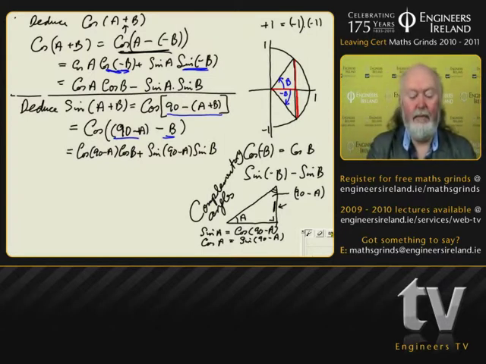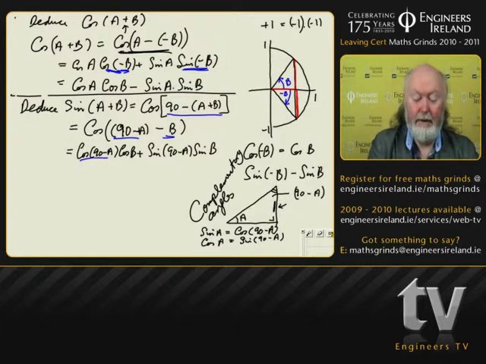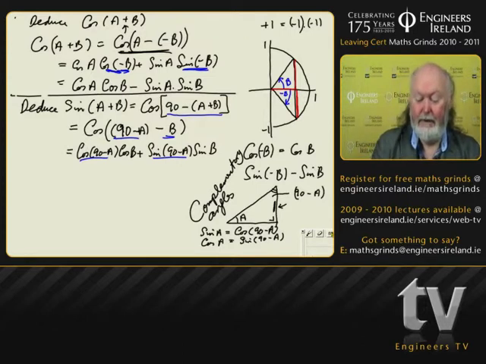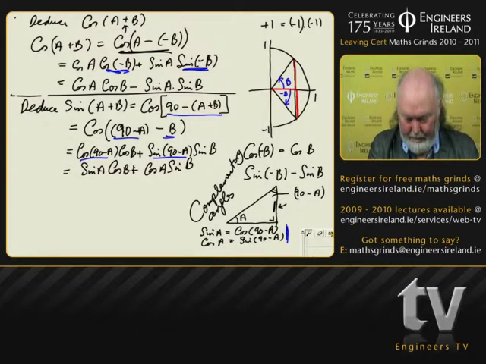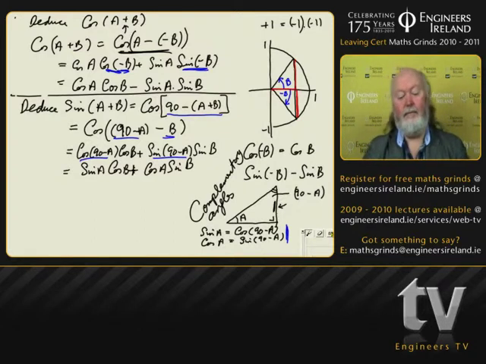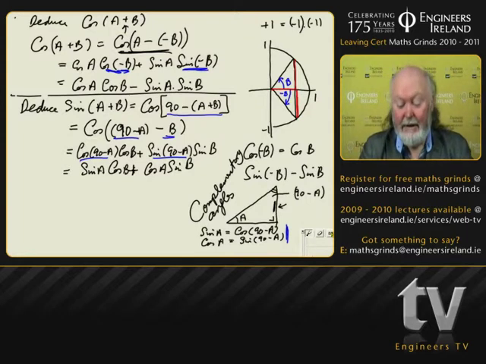Now then, cos of 90 minus A, can't we change that? And the sine of 90 minus A, we can change that also. There are these two things down here. That's nice and easy. Yet another one of them.